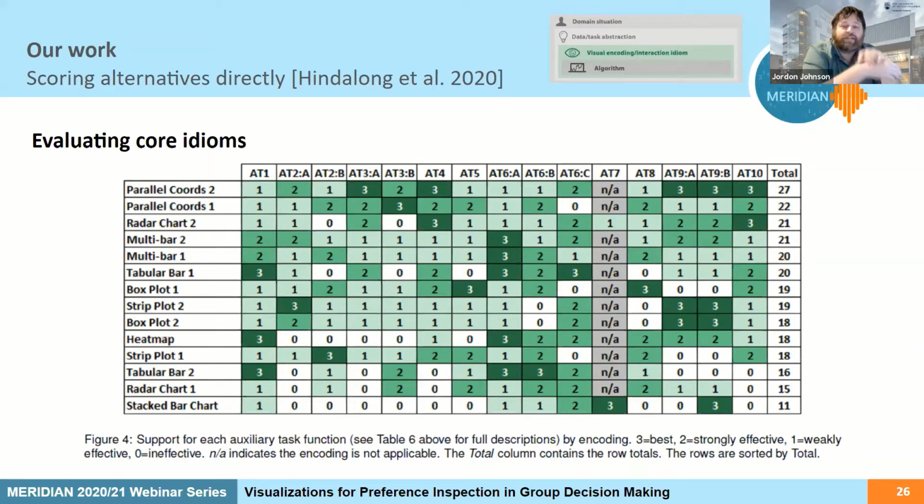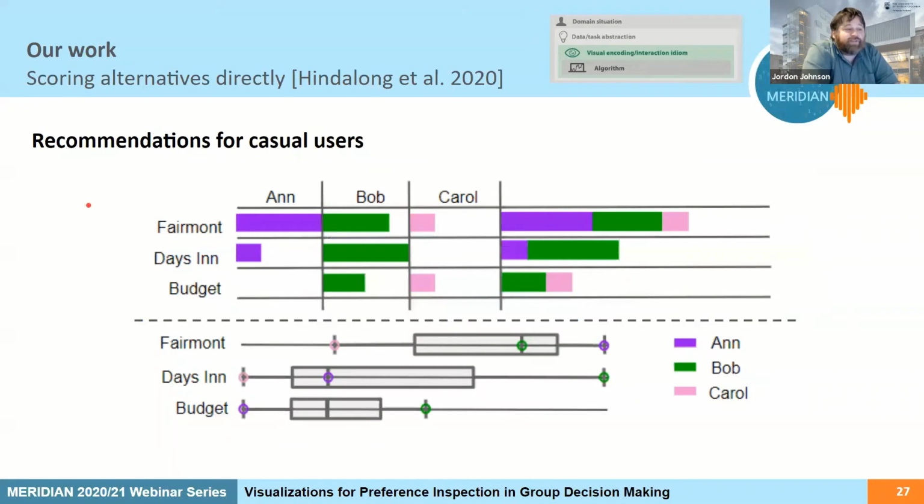So what we can do is we can take a selection of these idioms and combine them into what we call a multi-form design. And so this is one example of such a multi-form design, and this forms our recommendations for casual users. So we have a tabular bar chart here with, in this case, the hotels on the left.